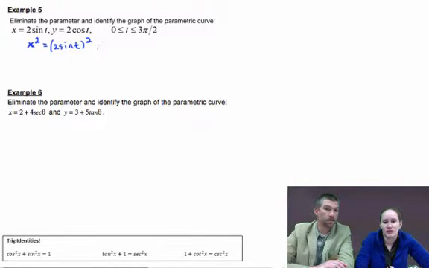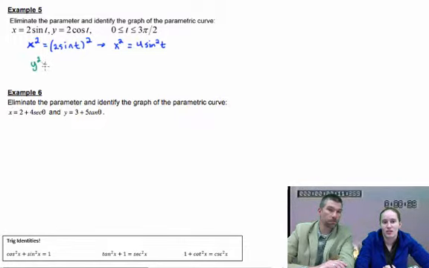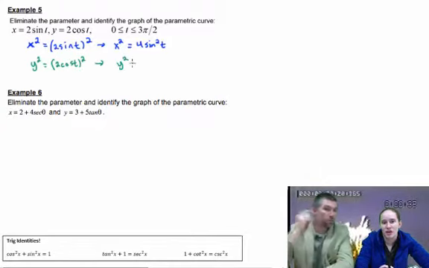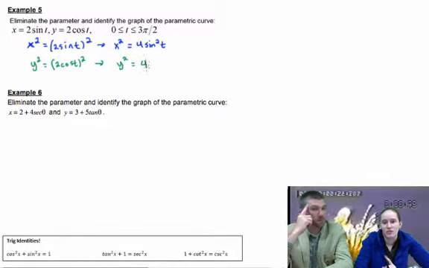If I figure out what that is, it's x squared. Make sure you remember your rules here on the right. This is going to be 2 squared sine squared, which is 4 sine squared. And that's important. Let's go ahead and do the y side. We've got y squared equals 2 cosine t squared, the same thing happens here, and we get 4 cosine squared.